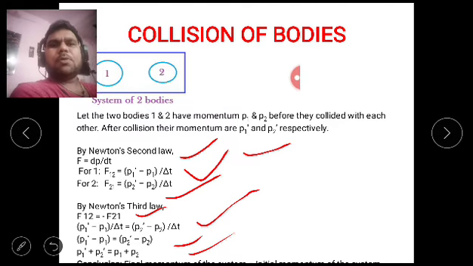I hope you got it. So total momentum of an isolated system is conserved. That means suppose two bodies are colliding with each other, their momentum before collision will be equal to their combined momentum after collision. This is a special case of collision of bodies. Whenever we study collision in our next chapter, this will be of great help. We need to understand and memorize this.